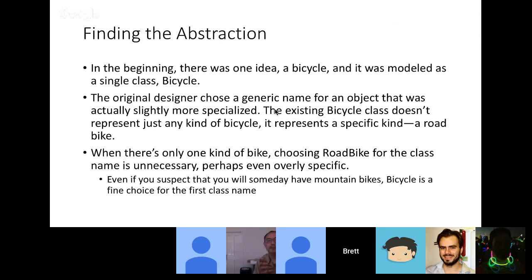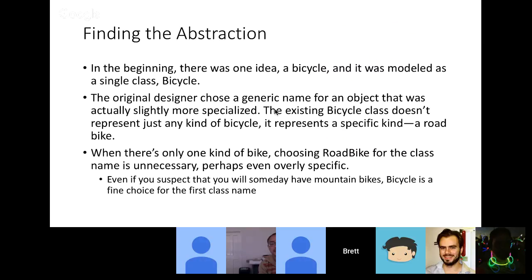So bicycle includes road bike still. Okay, so in the beginning there was one idea of bicycle, and it was modeled as single class bicycle. The original designer chose this generic name for an object that was actually slightly more specialized in the sense that we were creating a road bike. But what's important is the existing bicycle class, just because it's a road bike doesn't mean that we have to call it road bike. Because originally we only had road bikes, naming it bicycle is fine.